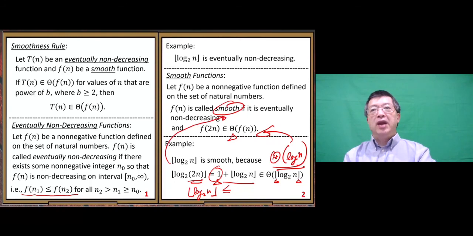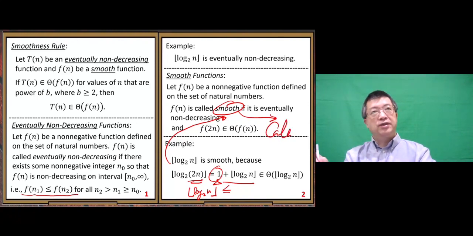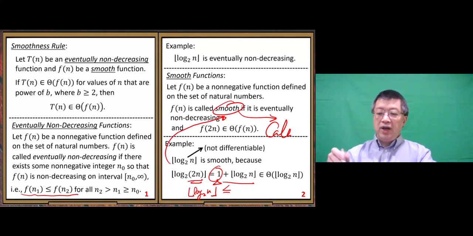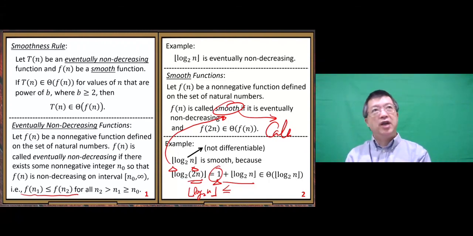But the last thing I want to mention, the word smooth we use here is different from the smooth function in calculus. So do not get confused. In calculus, smooth usually relates to differentiable, if the function is differentiable. But here, our function is not differentiable, right? So the floor function is not differentiable. So you cannot say in calculus it is a smooth function.